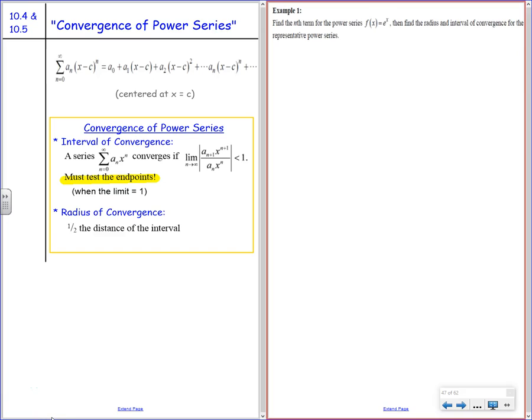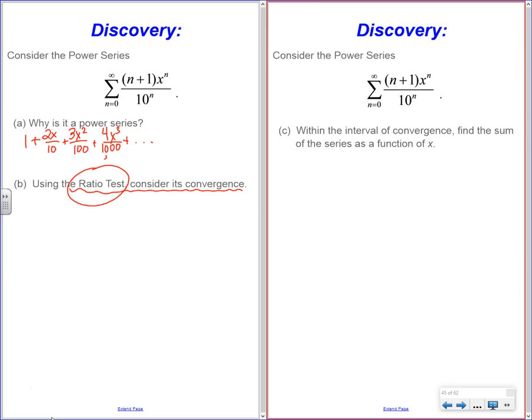Okay, so kiddos, you're supposed to be finding the nth term for the power series f of x equals e to the x. Then find the radius and interval of convergence for the representative power series. Yesterday we were looking at an example. Let's finish this example to figure out where that whole endeavor card that you just wrote down came from, and then we'll use it on the new example.